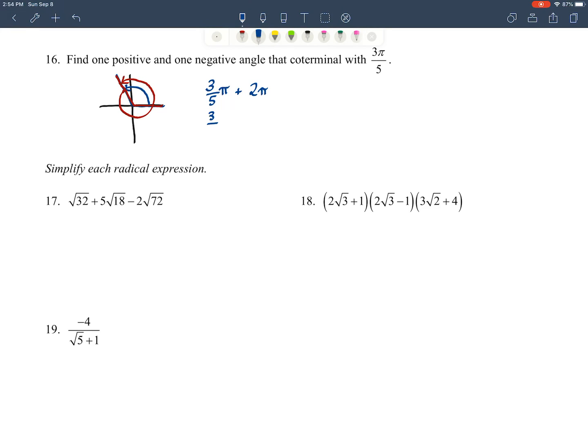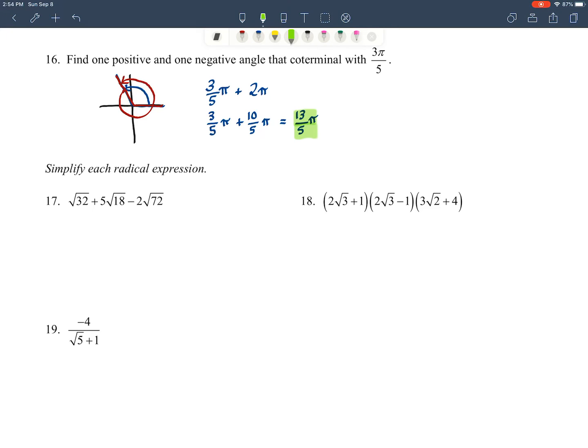Now, in order to add fractions, we're going to need a common denominator. So 2 pi, right? What divided by 5 is going to be 2? Well, we know that's 10. So 10/5 is the same thing as 2. So when we add those together, we're going to end up with 13/5 pi, or 13 pi over 5, if you wanted to say it that way. So that would be our positive value. If we wanted another positive one, we could just go around the circle and add 2 pi again.